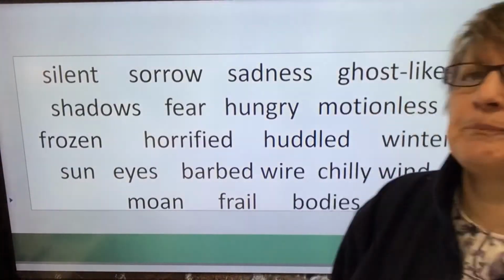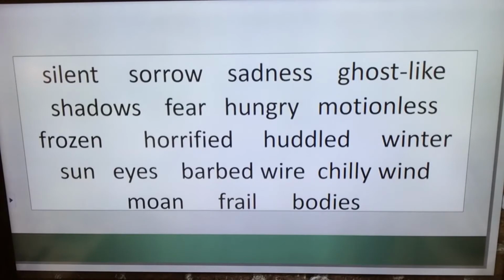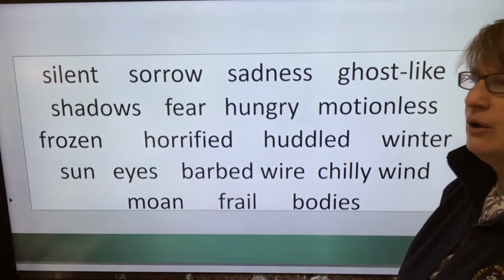Here's my word bank. You may not want to use all the words. You may have better words. But these words would help you think about what it is you want to say. The words I've found so far are silent, sorrow, sadness, ghost-like, motionless, hungry, fear, horrified, shadows, frozen, huddled, winter, eyes, barbed wire, sun, frail, chilly wind, moan and bodies.